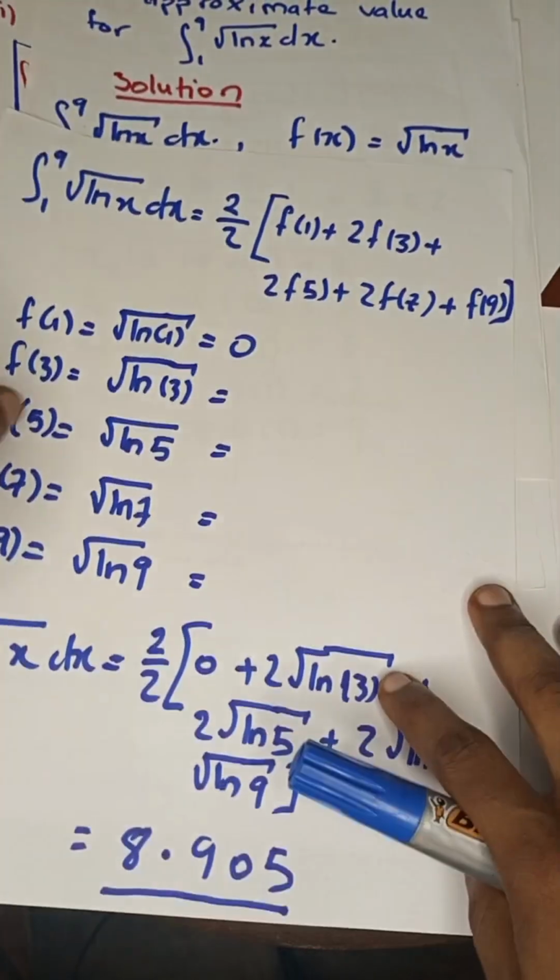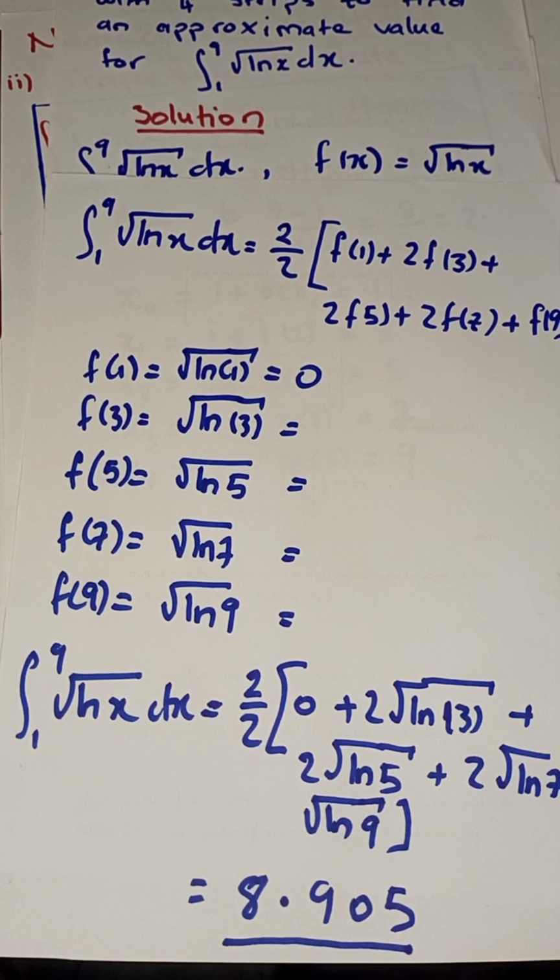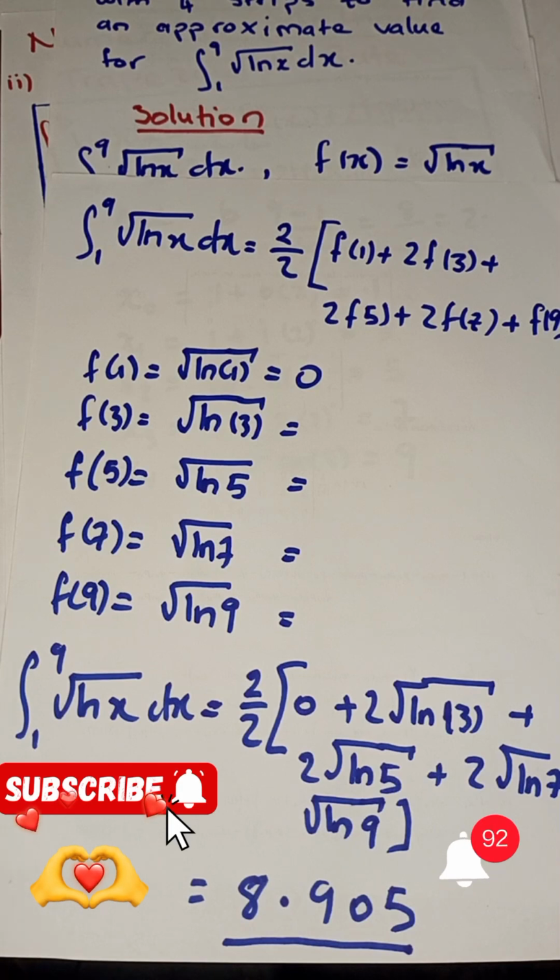So approximating the integral from 1 to 9 of the square root of ln x dx using the trapezoidal rule with 4 strips, we obtain 8.905.